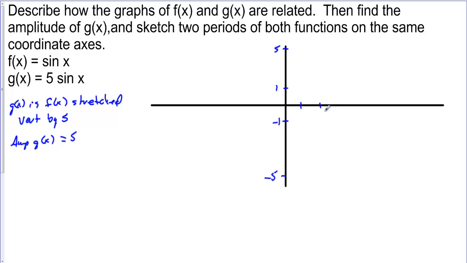So we have 1, 2, 3, 4 marks. There's 2 pi. There's pi. And we go back to the left to get 2 full periods. And so we have negative 2 pi here and negative pi here.